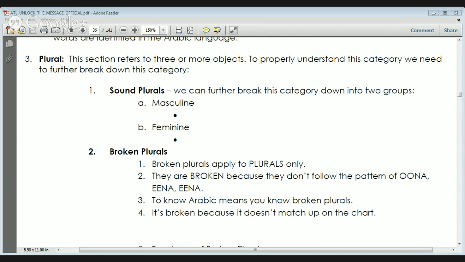And then there are broken plurals. Now, believe it or not, broken plurals only apply to what? Only apply to plurals. It sounds like I'm being repetitive, but it's really important to understand that. It only applies to plurals. Do not mix it up. Actually, you know what? I forgot to introduce the chart to you guys. So hold on. We're going to hold off on broken plurals.